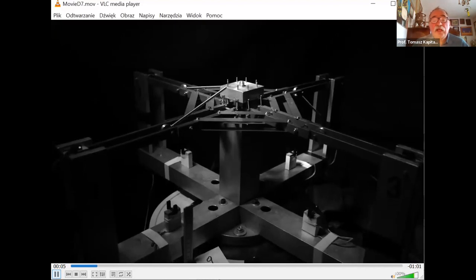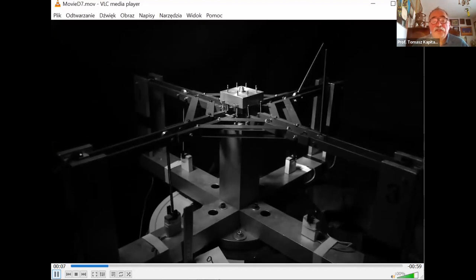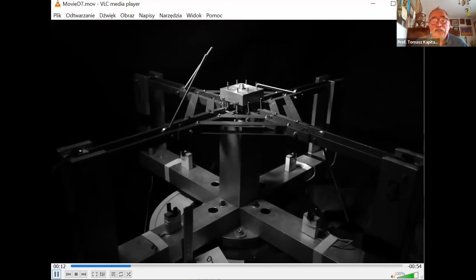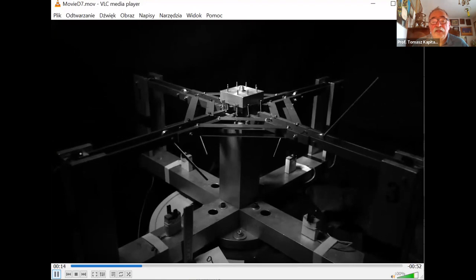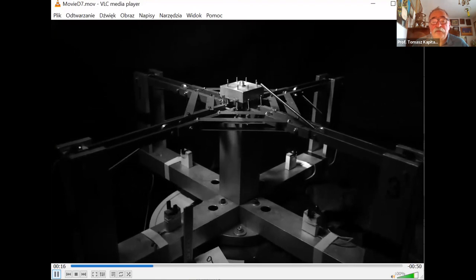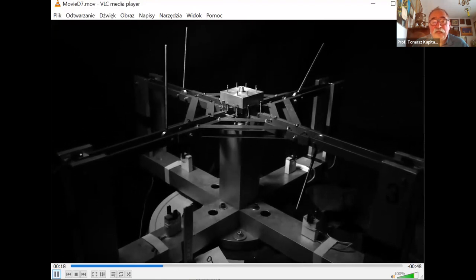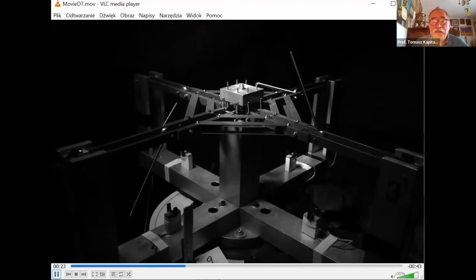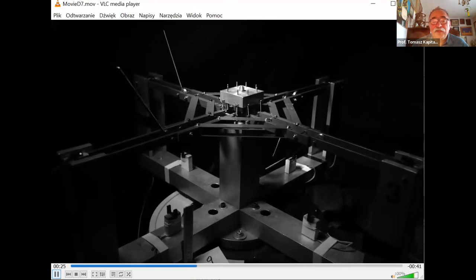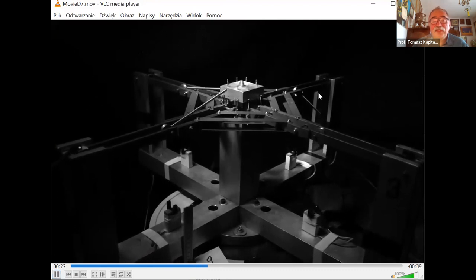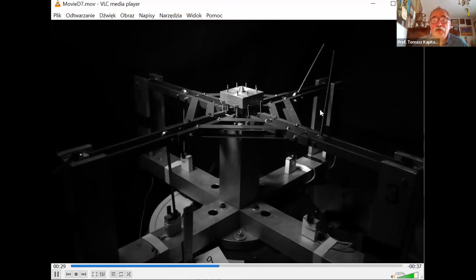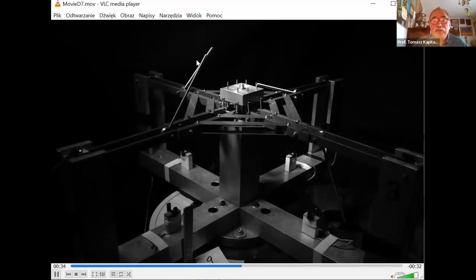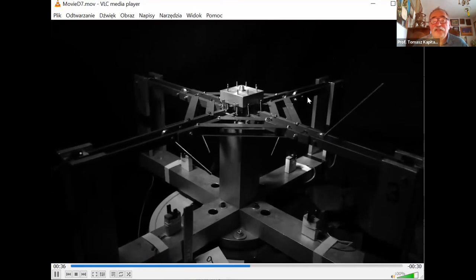Okay, so you can see here that this device is placed on the shaker. And you can see here that not all of them are behaving in the same way. So I think you can see that definitely these two are synchronized. These two are rotating in a different way. I think these two are synchronized in phase.